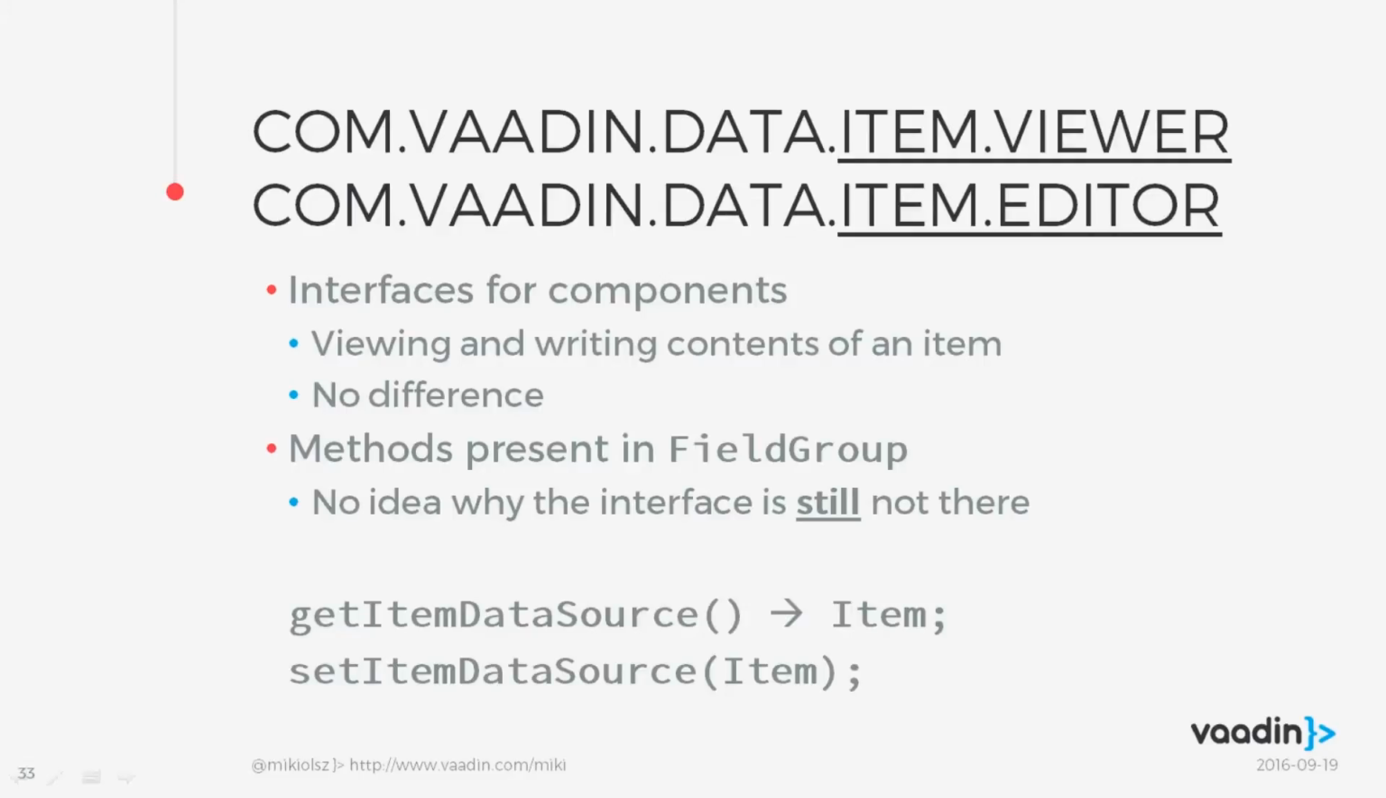And similarly, as with property, we have item viewer and item editor. They are supposed to be used in components or objects. A field group is something I will talk about in a few minutes, is something that has both of these methods, but it's not implementing the interface for an unknown reason, and it continues to do so for many years.